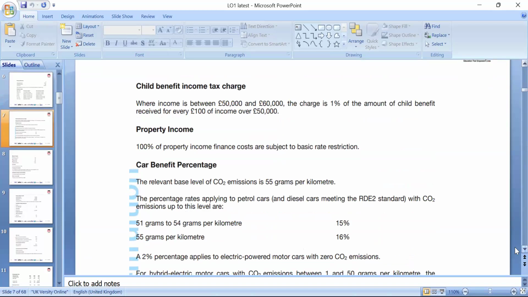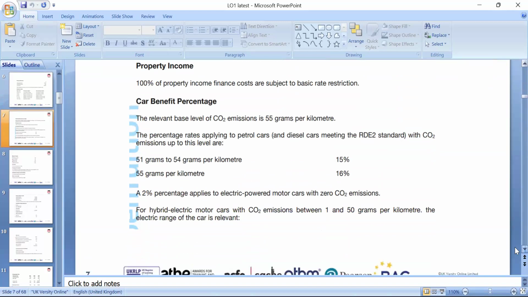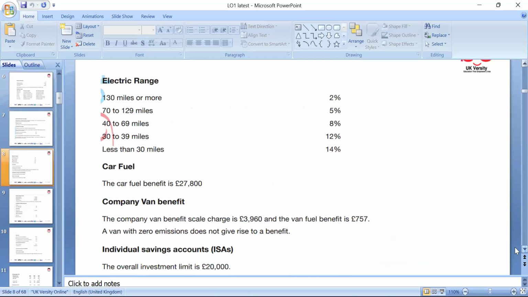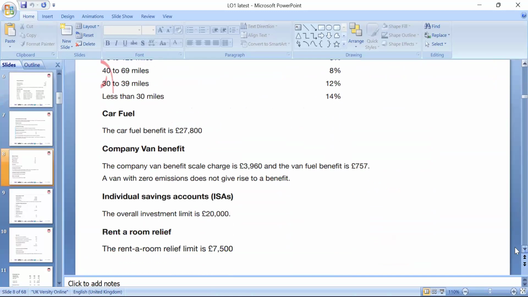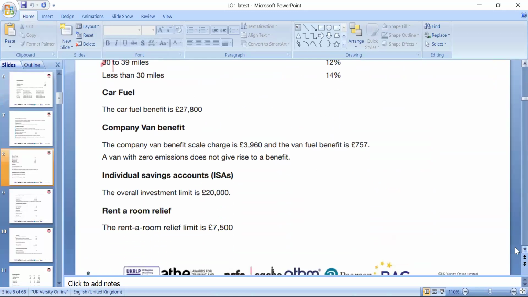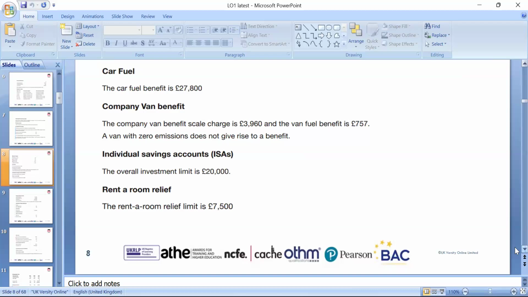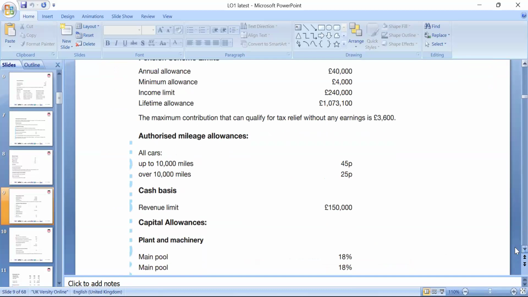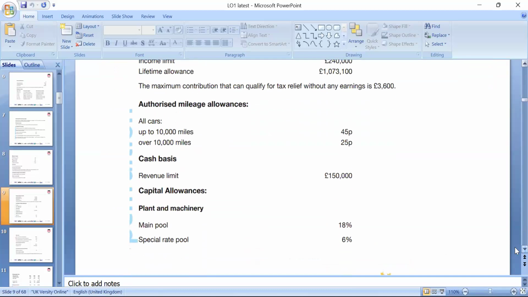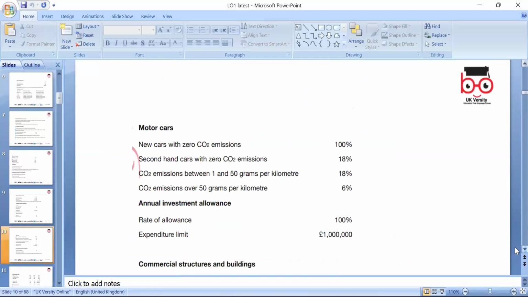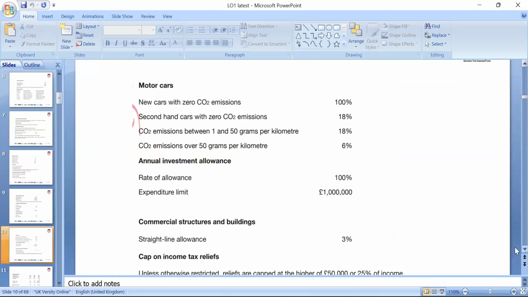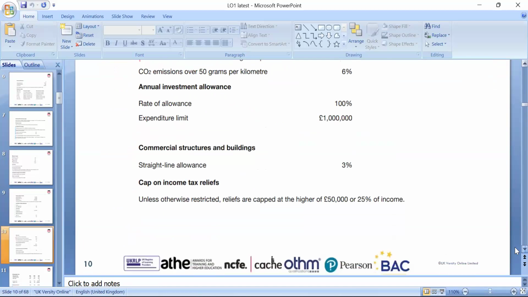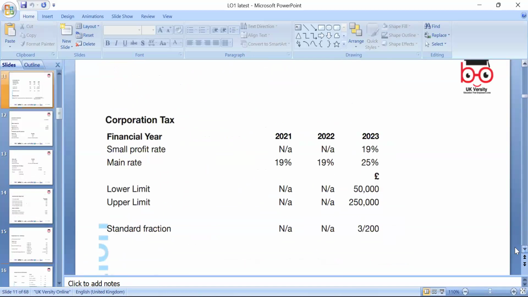And car benefit, if you have these, you have to look around the car engine size, electrical range of the cars. We need to look around the mileage, the car fuels, the benefit, company van, if you have pension schemes, authorized mileage, that's what we need to look around. Capital allowance, motor vehicle, motor car emissions level, annual investment allowance, please, that's quite crucial.